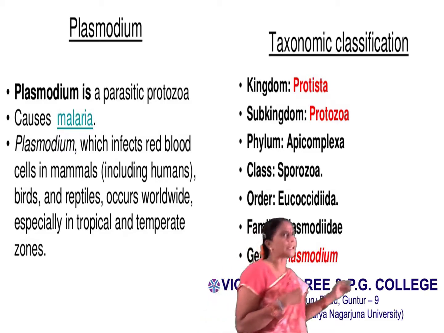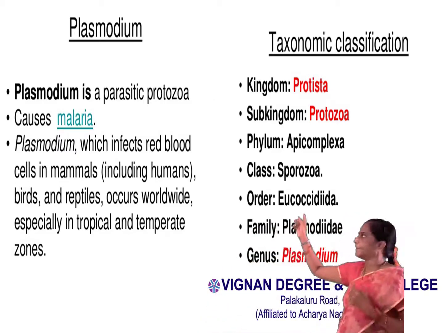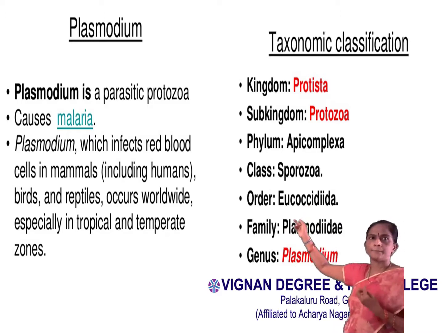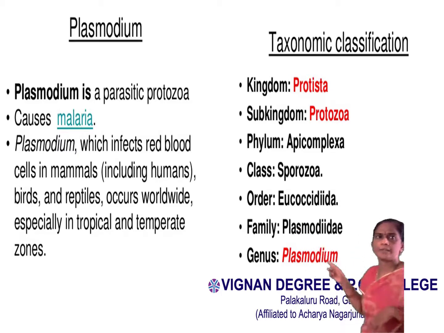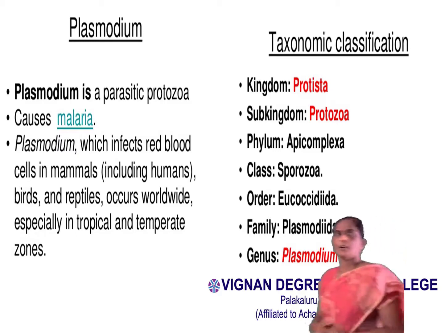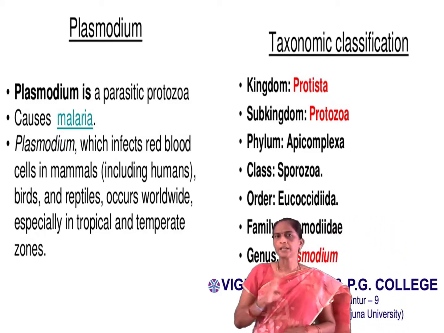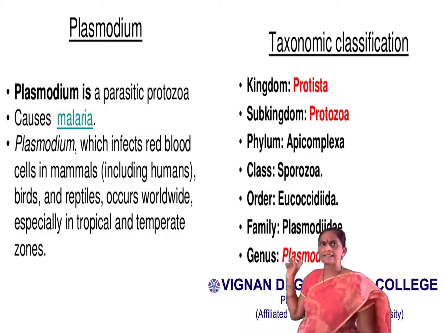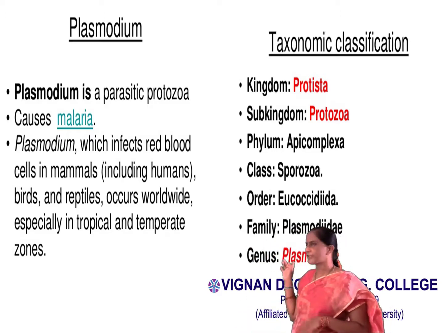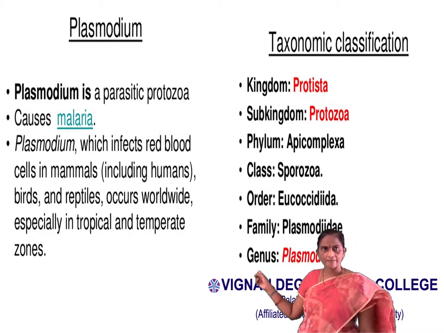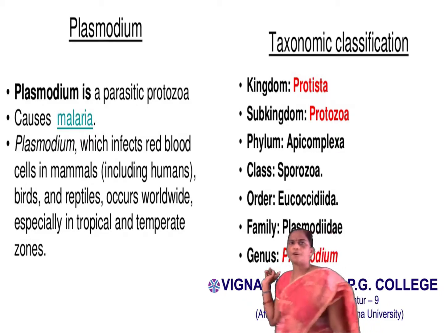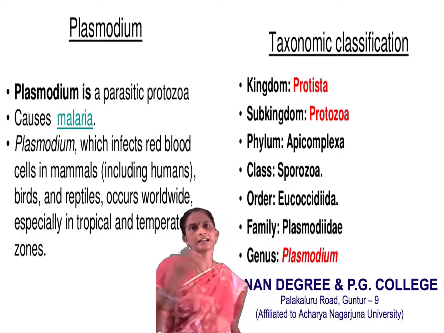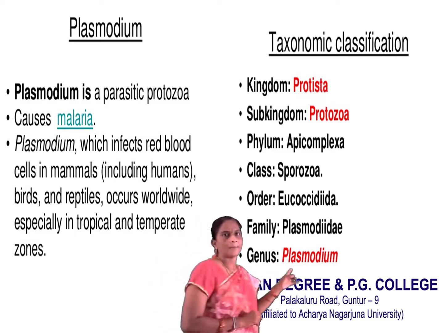Coming to the taxonomic classification, it belongs to the kingdom Protista and subkingdom Protozoa. It belongs to the class Sporozoa, the family Plasmodiidae and genus Plasmodium. There are mainly 4 species of malarial parasites which cause the main infection in humans. They are Plasmodium vivax, Plasmodium ovale, and Plasmodium malariae. Malaria is found in about 100 countries in the world.